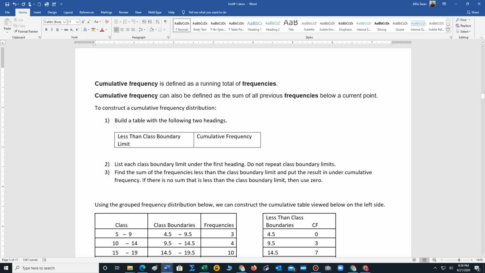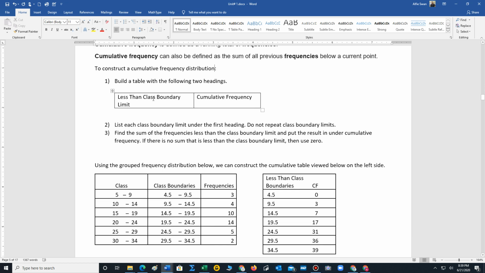Just think of the cumulative frequency as the sum of all the frequencies that precede a given value. In this case, the value will be a class boundary limit. And this type of distribution only has 2 columns. So we have a less than class boundary limit. I just put class, you could put less than, or you can write class boundary limit as the heading of this column. It's up to you. And then you write down your cumulative frequencies.